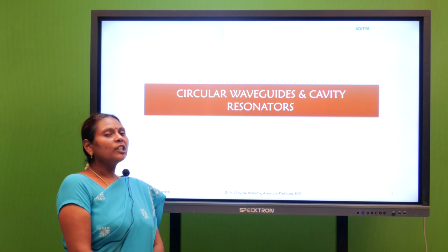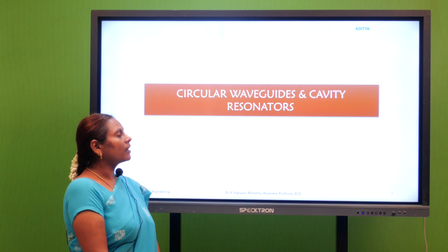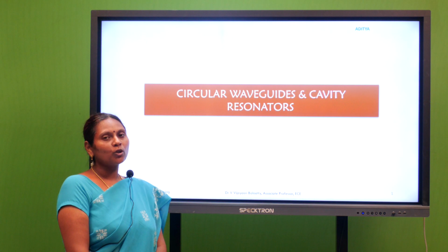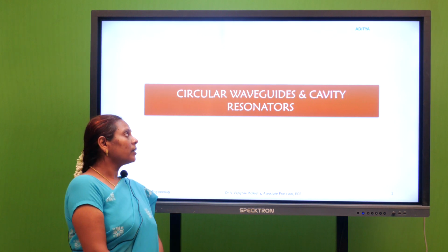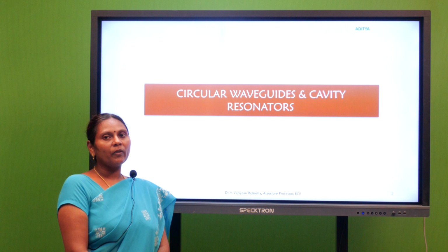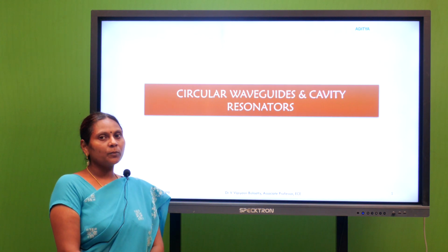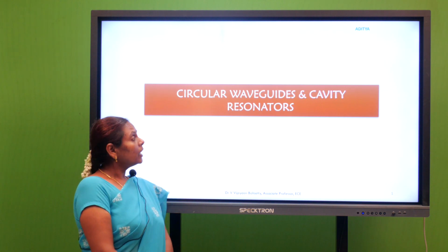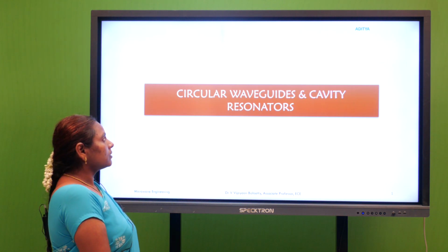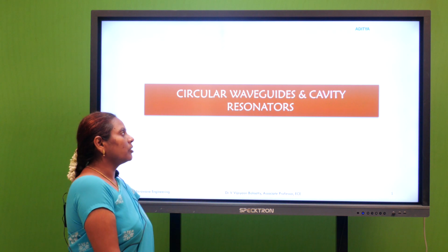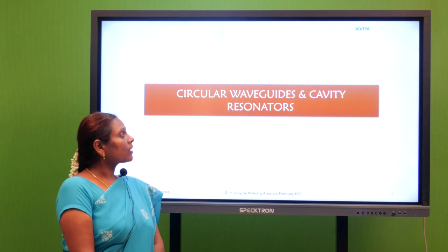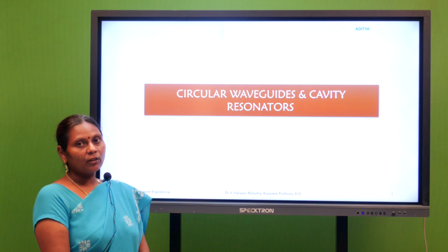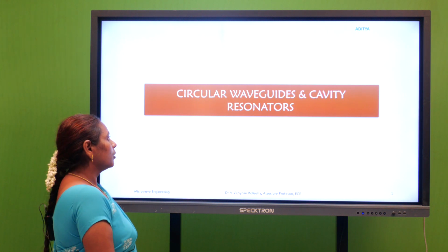Let us see here. In the first unit, we have seen the rectangular waveguides and we have analyzed the rectangular waveguides in different modes of propagation and different relations for phase velocity, group velocity, and what are the field expressions in the rectangular waveguide by substituting the boundary conditions we derived. Now, let us see in a similar manner how the waves propagate through the circular waveguides and how we can construct the cavity resonators in unit 2.